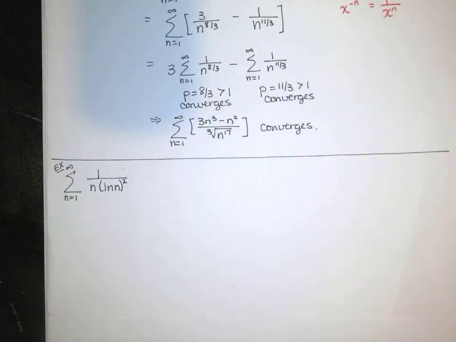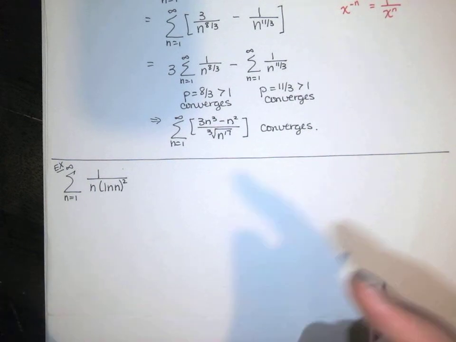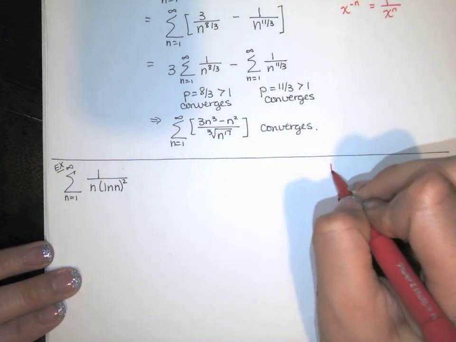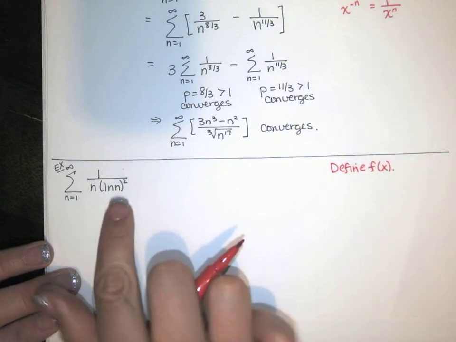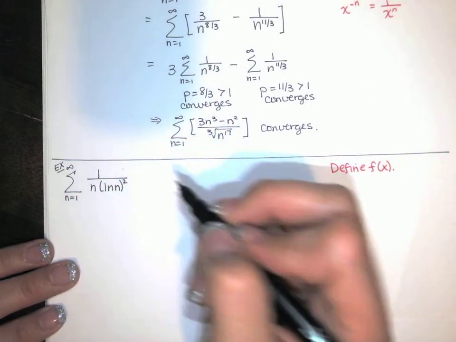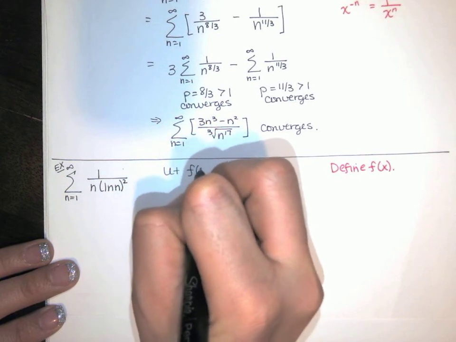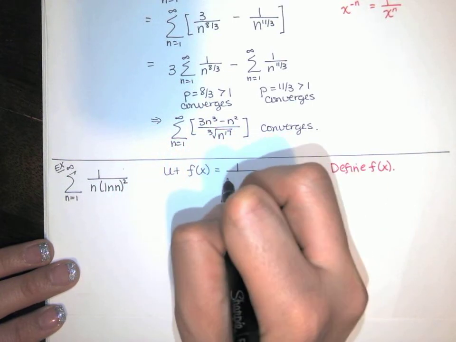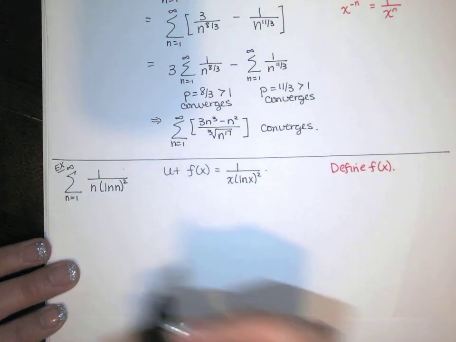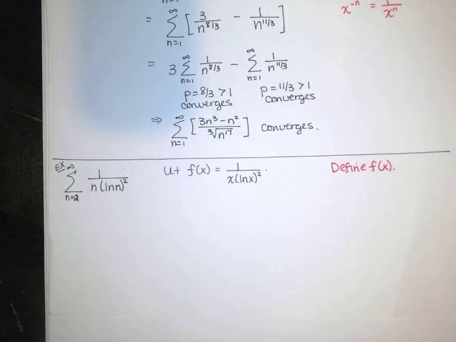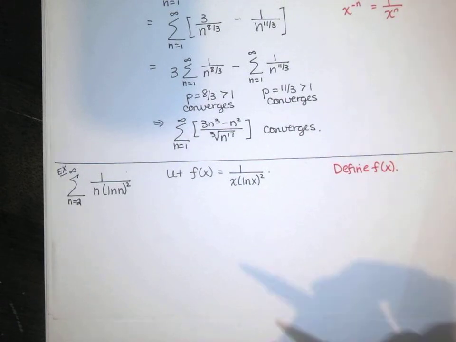First, I define my function f. And remember how we define f? You just replace all the n's with x's. And that's your function. Actually, we need to start with n equals 2, so we're not taking natural log of 1 in the denominator. I don't want to divide by 0. That'd be bad. Okay, so now this is my f of x.